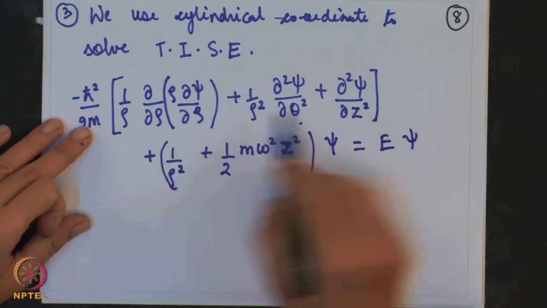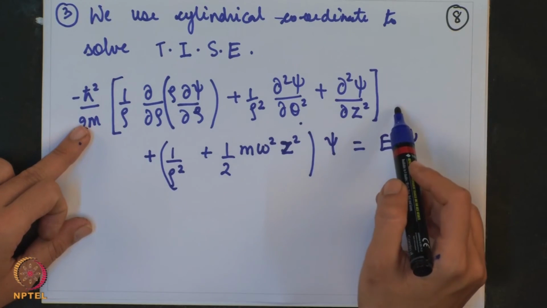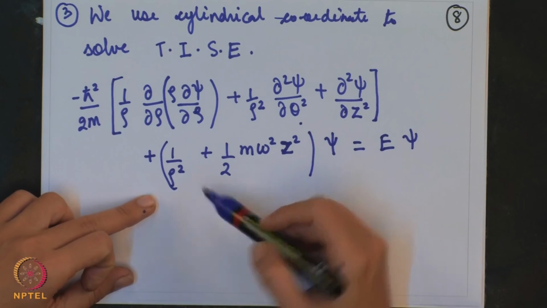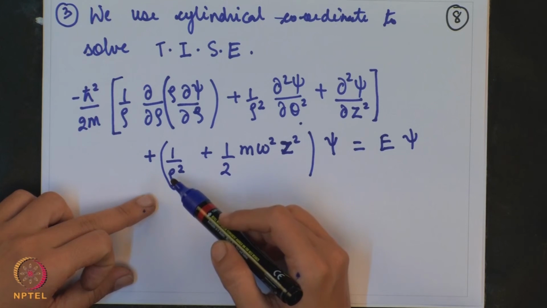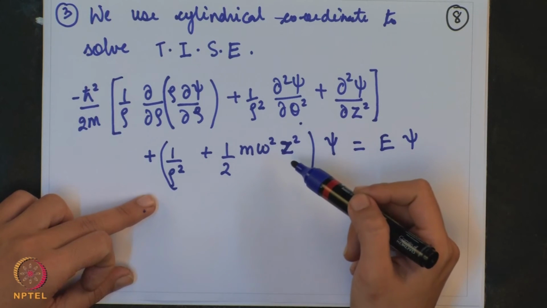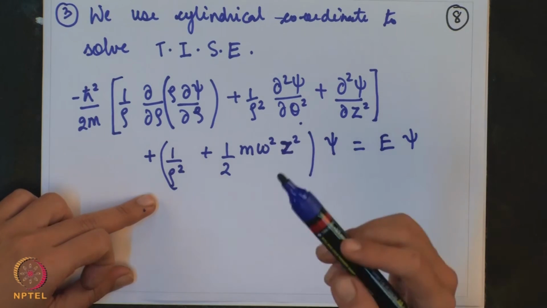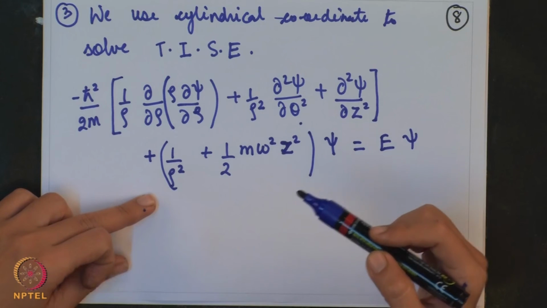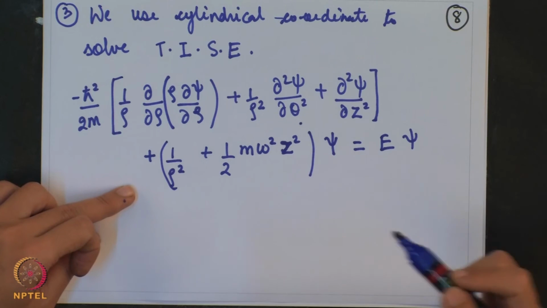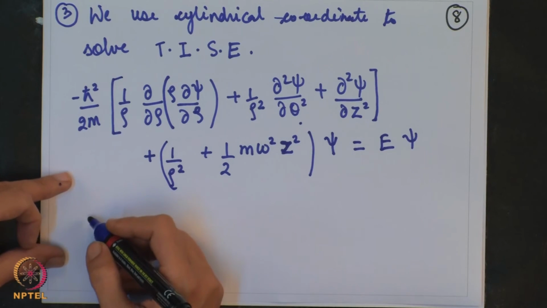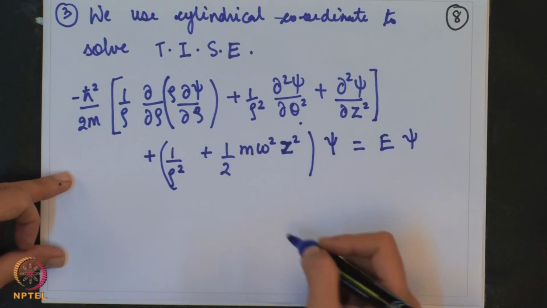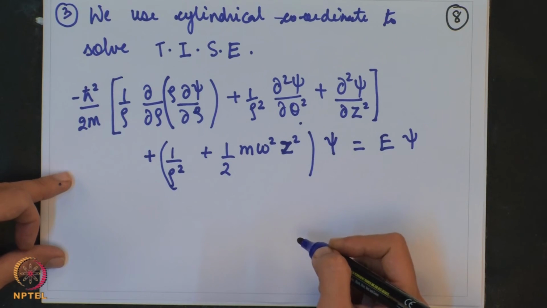Here you have the kinetic part in cylindrical coordinates, then you have the potential part. Here x square plus y square has now become rho square and the z coordinate is as it is. So, z is the length of the cylinder, and x and y give the rho dimension. With this, now you will do separation of variables and try to solve this problem.